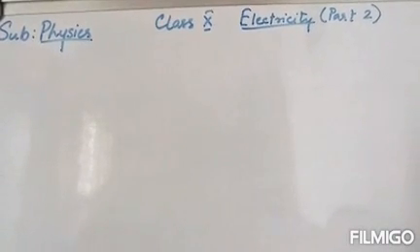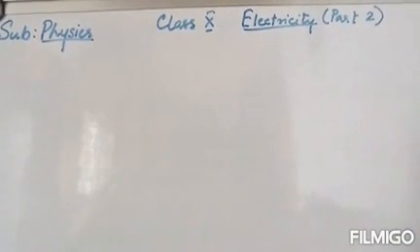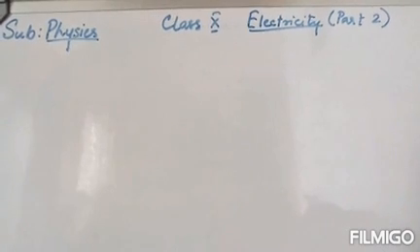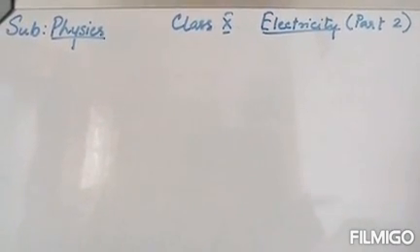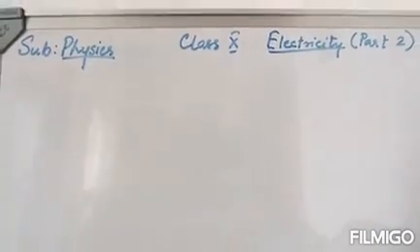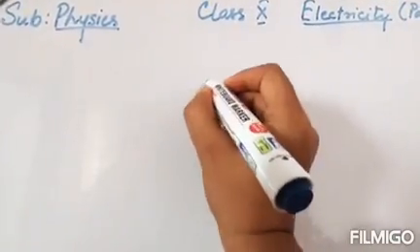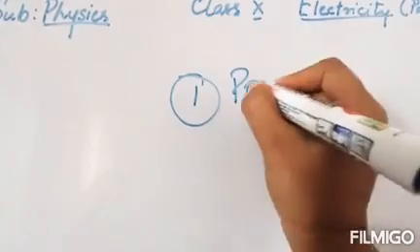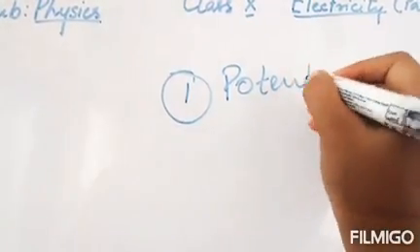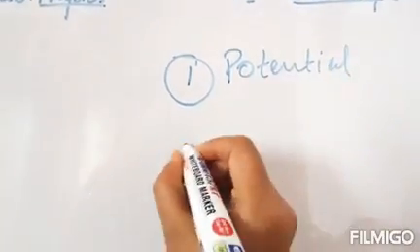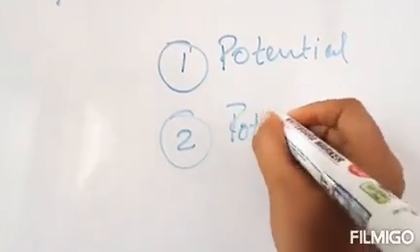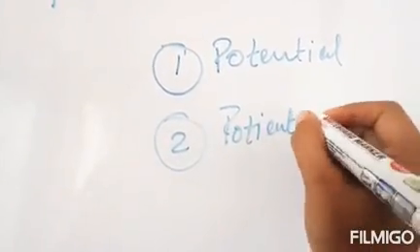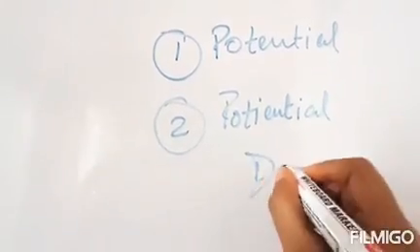And now let's start with the second part of your electricity chapter. Okay. Now today we will be learning about two things. One is potential and another is potential difference. Okay. Potential and potential difference.